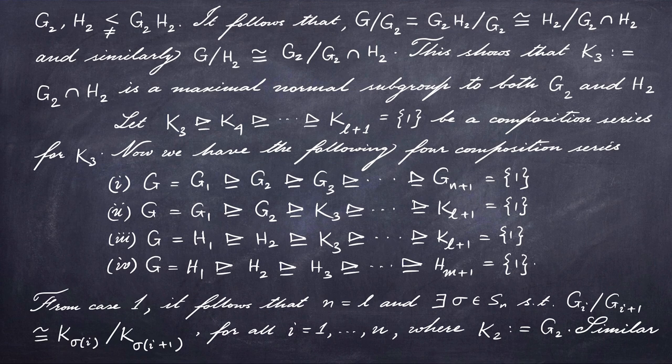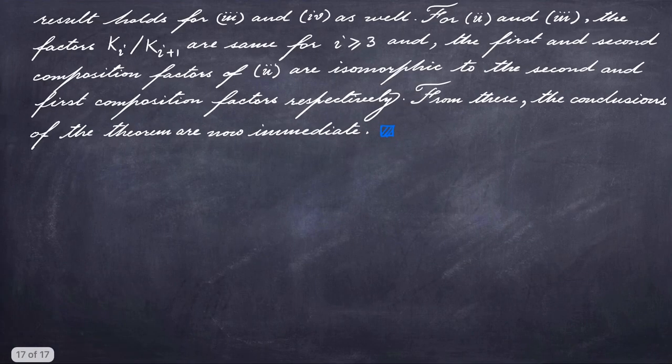A similar argument goes for the third and the fourth one as well. So, comparing the first 2 composition series, we obtain n equal to l and a permutation sigma such that G_i modulo G_{i+1} is isomorphic to K_{sigma(i)} modulo K_{sigma(i)+1} for all i, where we have defined K2 to be G2 for simplicity. And similar things hold for the third and the fourth composition series as well.